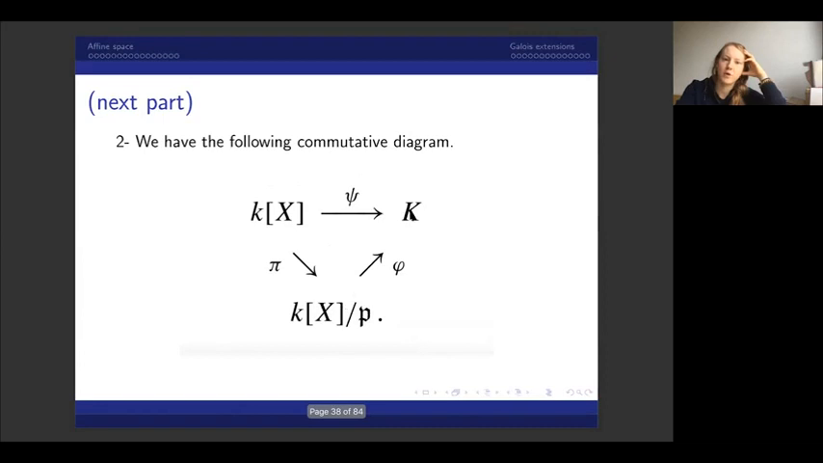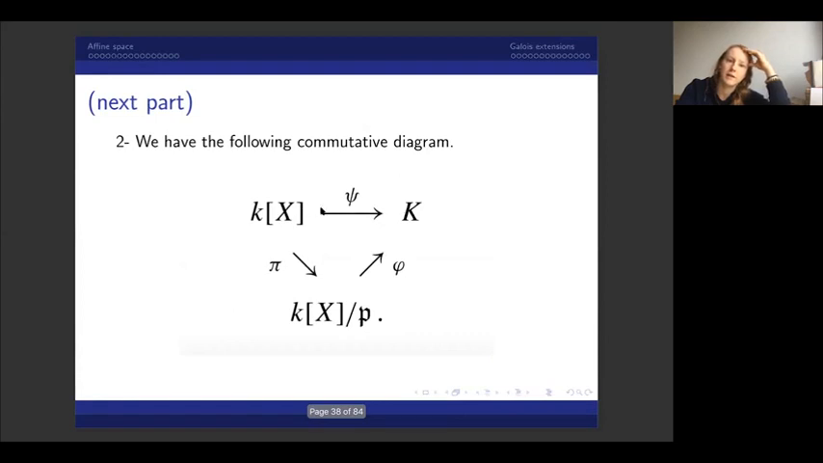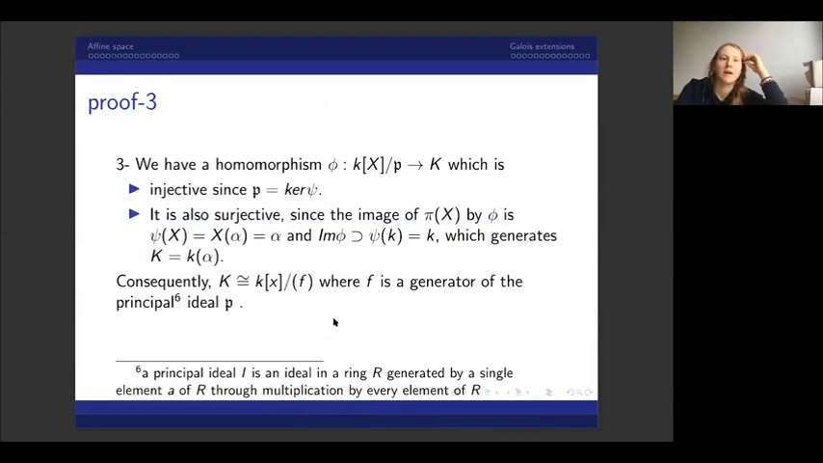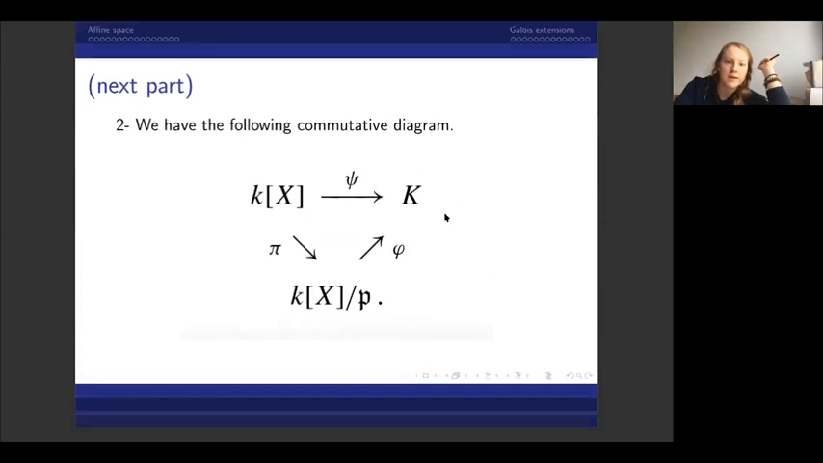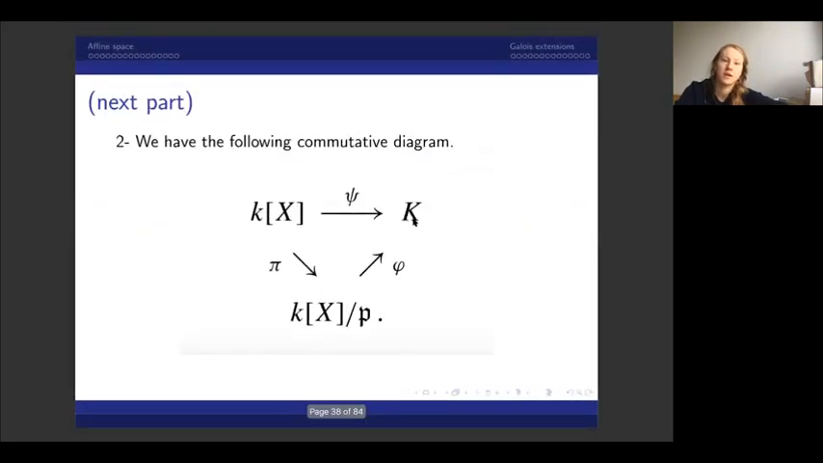So let us consider that. So we all agree that we have some homomorphism. Phi is a homomorphism from this new field, which is K[x] mod P, into capital K. And now we want to know if it's injective. So is it injective? Yes, yes, yes, because P is this kernel of psi here. And it is also surjective, since the image of pi of x by phi is equal to this. So psi of x, where is psi of x here? Psi of x is equal to alpha. And the image of phi contains psi of k, which is k. And so we generate capital K, which is k of alpha here.